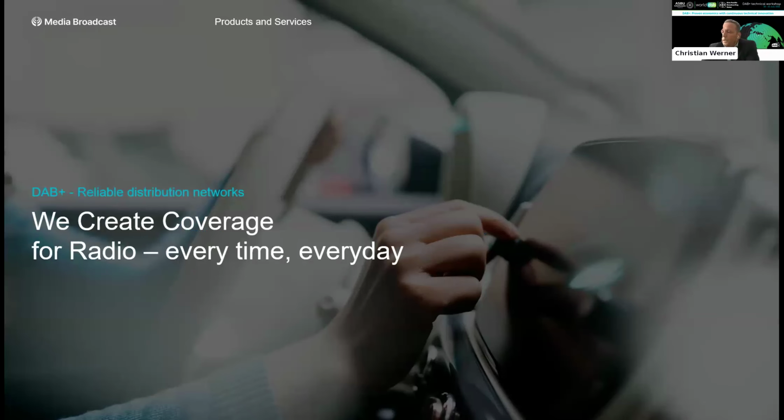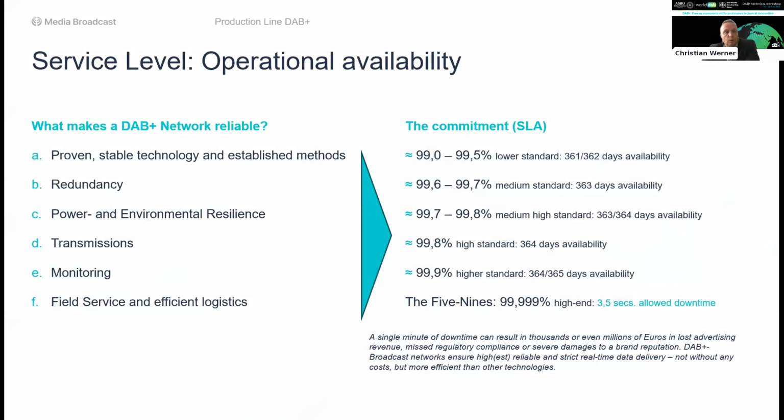So what makes a DAB+ network reliable? I think you have to name six points. You need a proven, stable technology and established methods. You need redundancies. You need power and environmental resilience. You need to check your transmissions. You need to have good monitoring. And of course, you need a good field service with efficient logistics behind it.